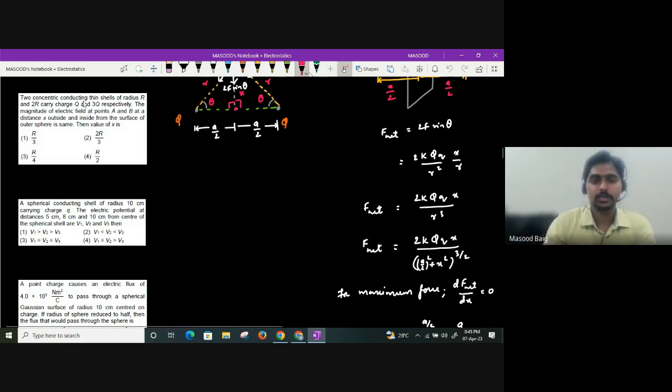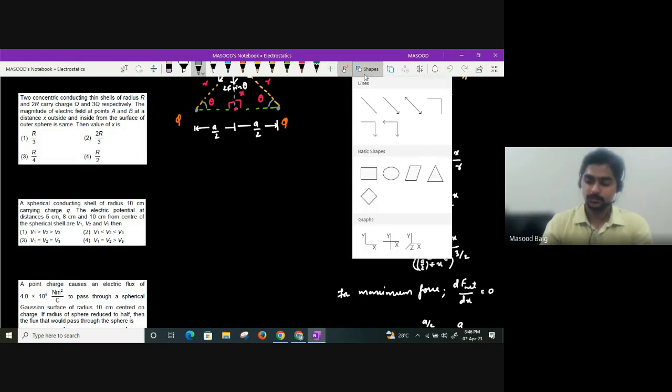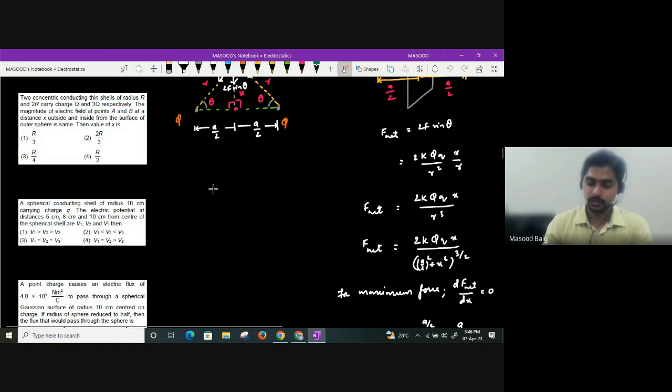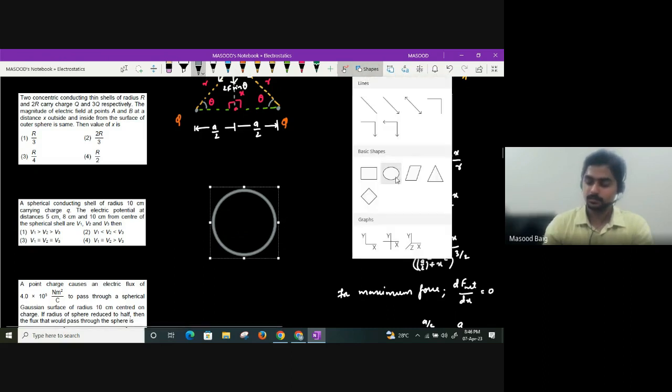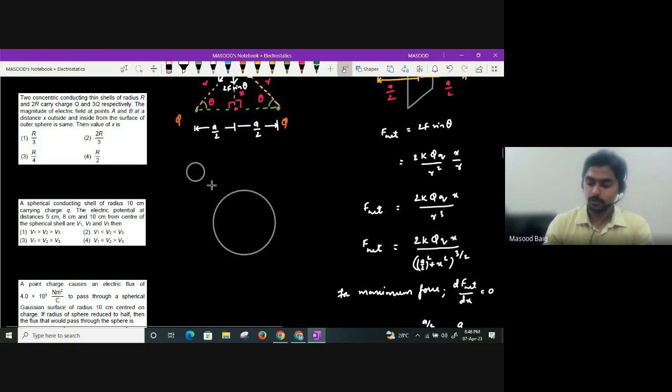Two concentric conducting thin shells of radius r and 2r carry charge q and 3q respectively. The magnitude of electric field at points A and B, at a distance x outside and inside from the surface of the outer sphere, is the same. So what have they given here? Two concentric conducting shells. Conductors are given. Conductor means there will not be any field inside, beta. No, you are not going to have any field inside.